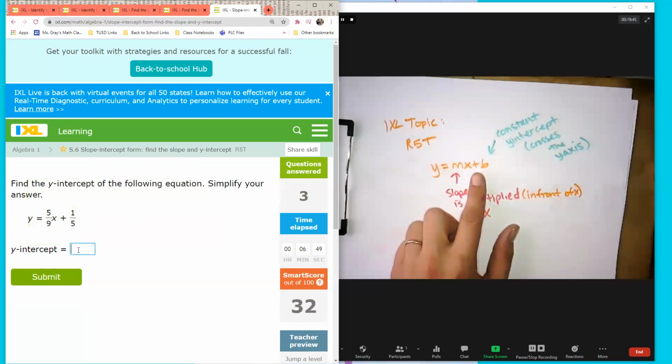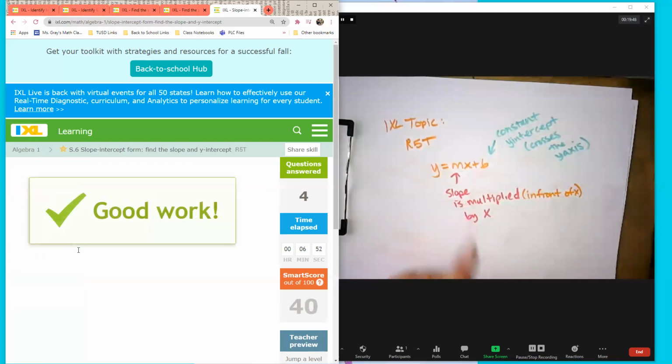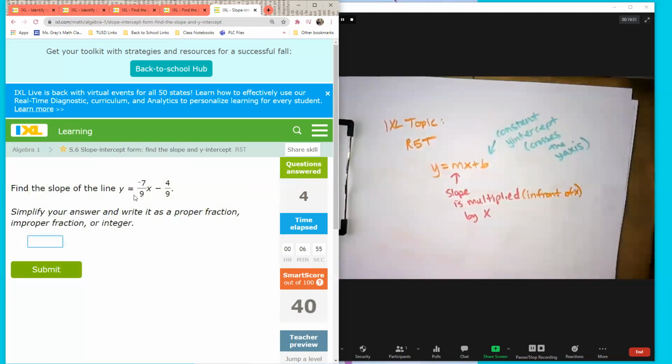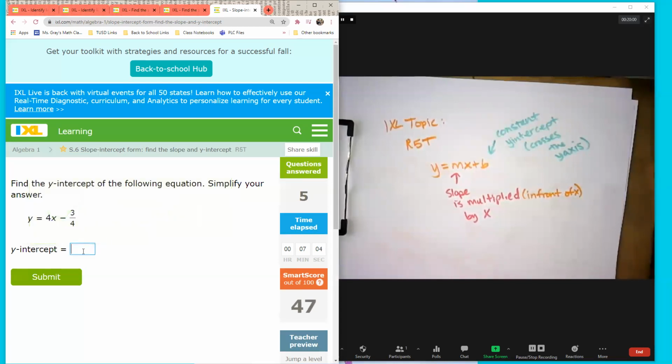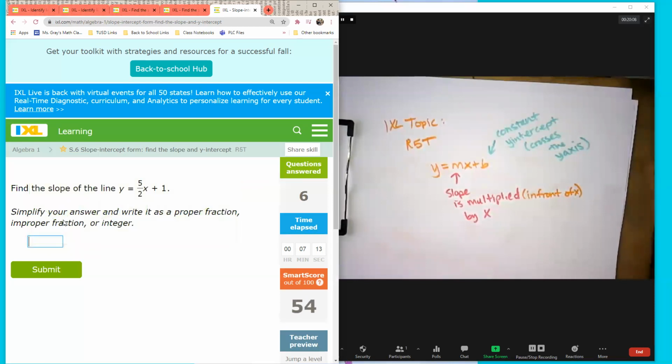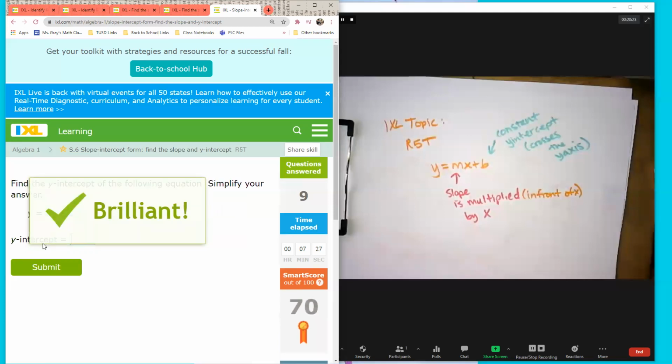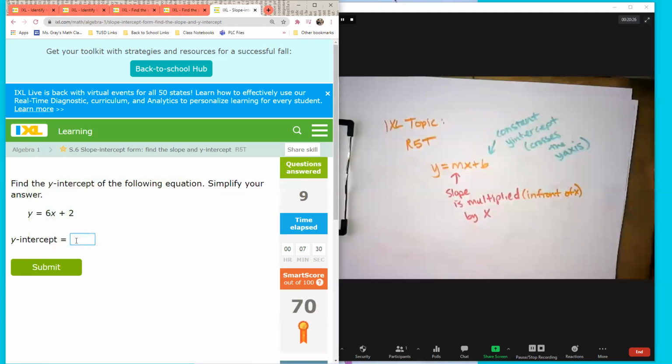So y-intercept this time, number by itself, 1 divided by 5. Slope, so that's the number in front of x this time, so negative 7/9. So really, this is just having you practice being able to tell the difference between the two numbers. Hopefully it seems easy. Y-intercept is the number by itself. Don't forget, though, that since this is minus 3/4, that's really like saying negative 3/4. Slope here would be 5/2. Slope is negative 9/4. Slope is negative 1/3. Y-intercept is a positive 2.